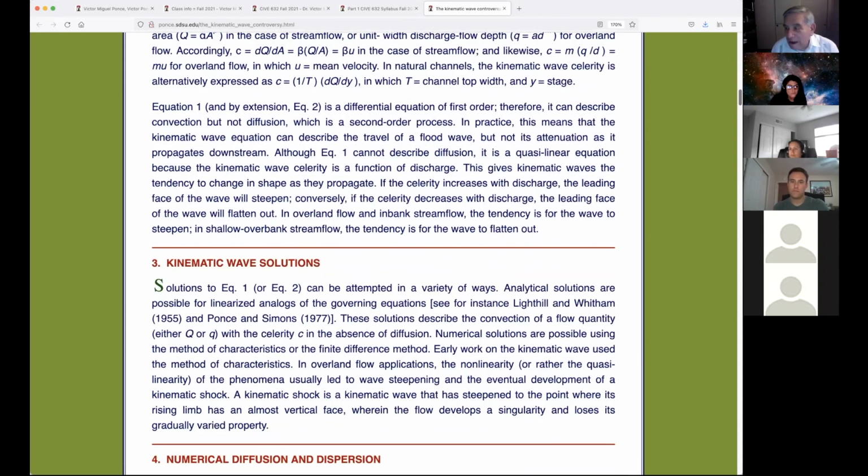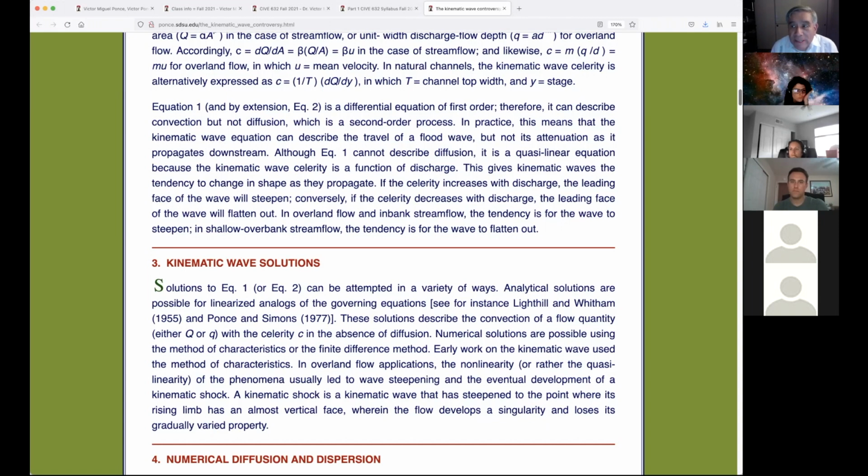The quasi-linearity gives kinematic waves the property or the tendency to change in shape. So there are two things in here. One is whether it attenuates or not, and the answer we already said: if it's kinematic, it will not attenuate. If it's diffusive, it will. But then there's another issue, the nonlinearity. Will it change in shape? And the answer is yes, it will change in shape.